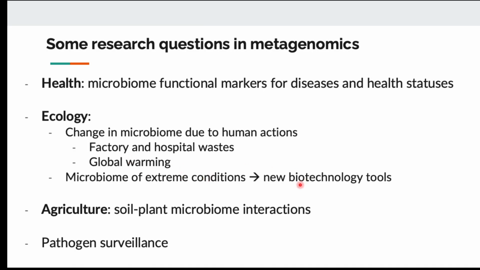And in terms of biotechnology, many new tools, many enzymes that we have nowadays come from metagenomic study of bacteria in extreme environments, like in volcanoes and hot springs. So we get enzymes that are resistant to heat, for example.